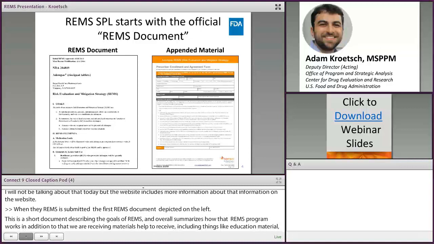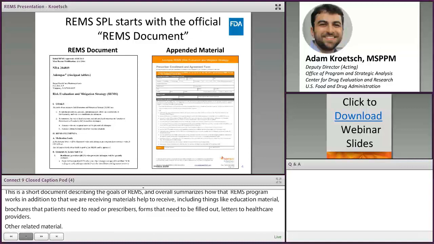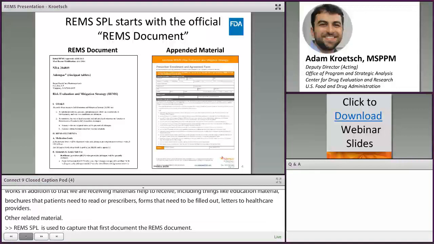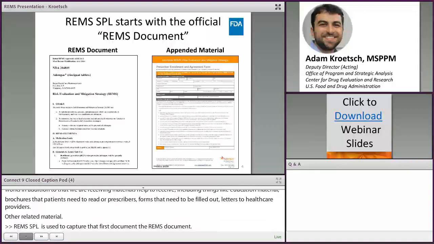So REMS SPL is the format that's used primarily to capture that first type of document, the REMS document. However, even though it doesn't capture REMS material directly, it does provide links and references to that appended material to make it easier to find and easier to integrate into the healthcare system. And again, I'll be describing how that works in a bit more detail.